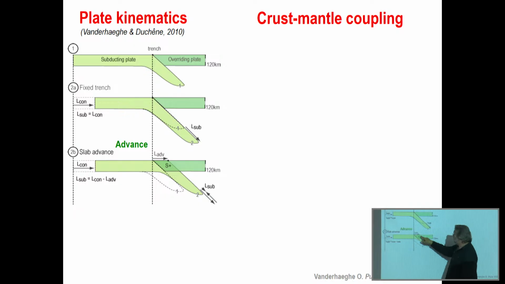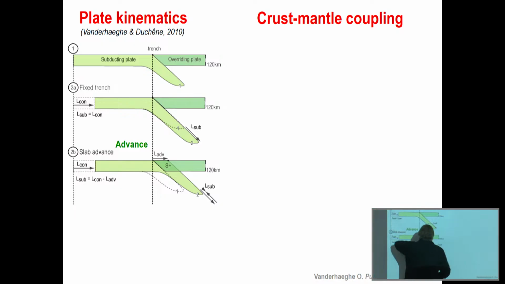And the resulting situation is that here there's overlapping of surfaces, lithospheric surfaces. Which means, so what happens in this area? What happens to the lithosphere, the green part, in this area, if there is plate advance?